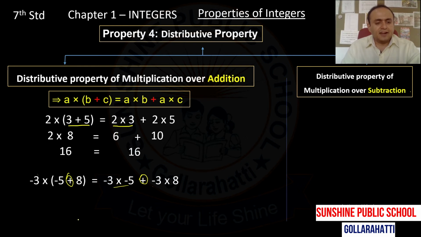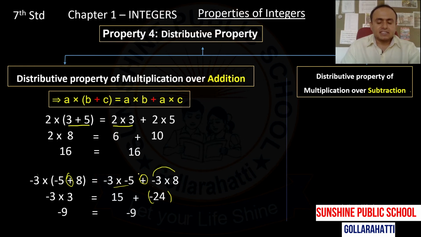On the left hand side, add first. There are different signs, so you should subtract: minus 5 plus 8 becomes 3. 3 into 3 is 9 is equal to 3 into minus 5 becomes minus 15, and here 3 into plus 8 is plus 24, so minus 15 plus 24 is 9. So here also we got the same answer. By this way we can say that the distributive property of multiplication over addition is satisfied.